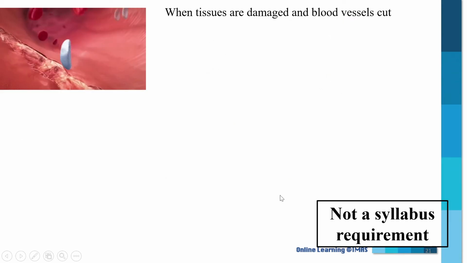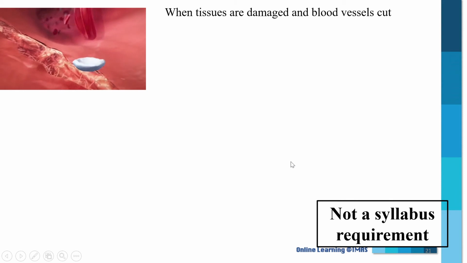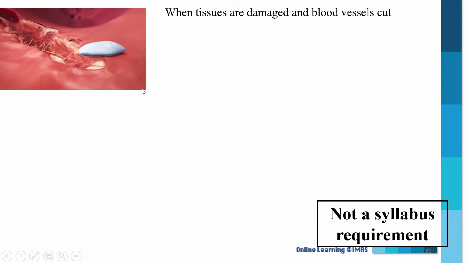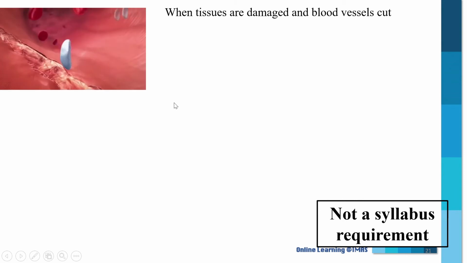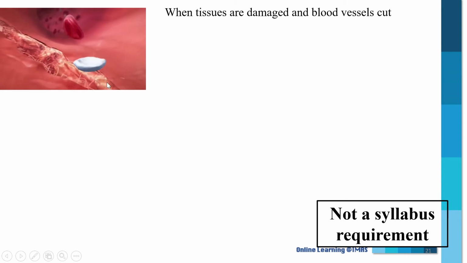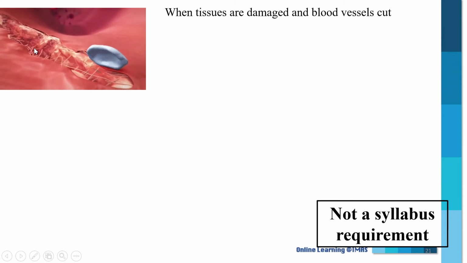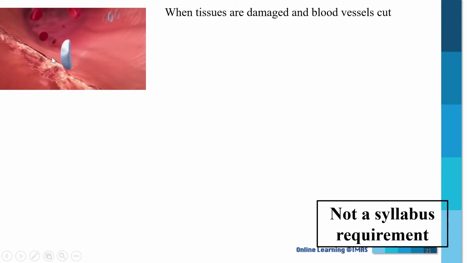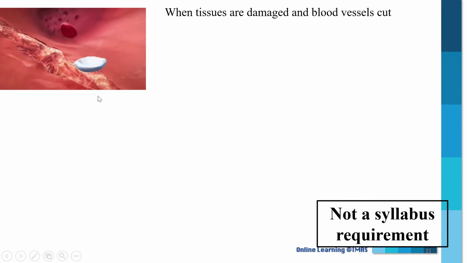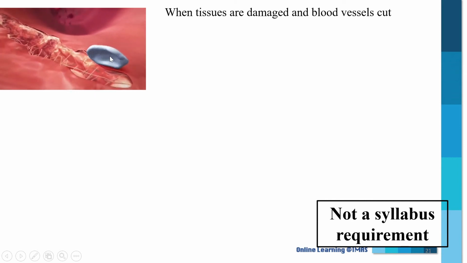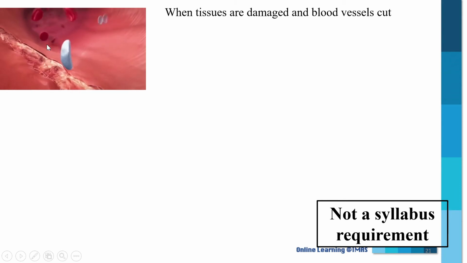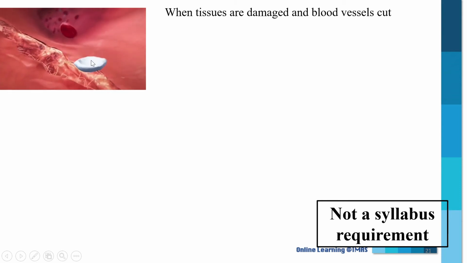Okay, so here I just show you some animation. This is a cut. This is covered in your chapter 9 in grade 10. So here you can see the cut in the blood vessel. These are the red blood cells which are escaping from here. This is the bleeding, and this white cell here is a platelet.